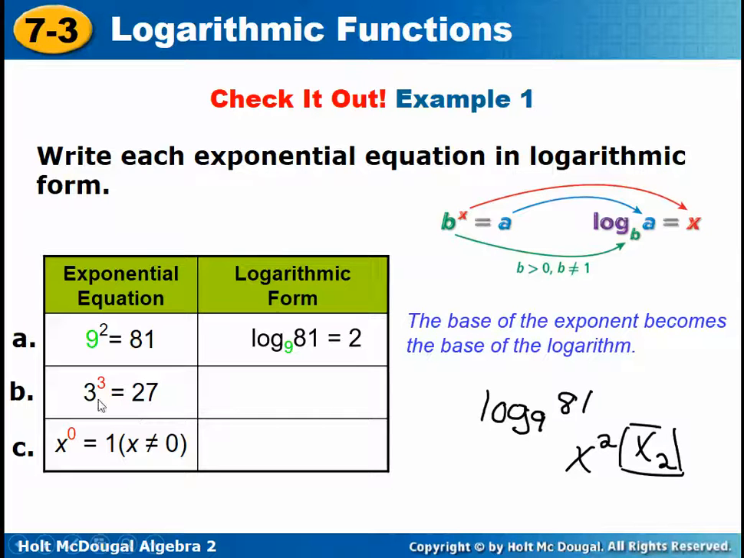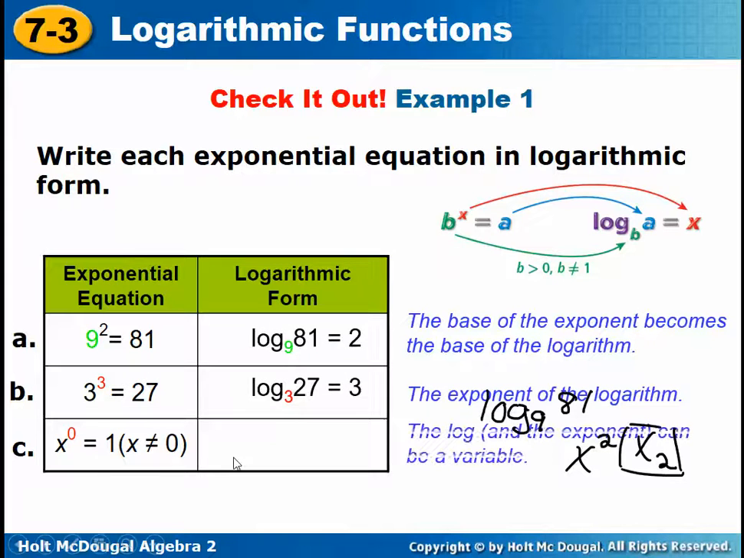All right, the next one, 3 to the third is equal to 27. You would write that as log base 3 of 27 is equal to 3. And now the last one, we know that anything to the 0 power equals 1. So in exponential form, this should make sense to you. It doesn't matter what x is because anything to the 0 power equals 1. As a log, if you have the log of 1, it will always be equal to 0 no matter what the base is. No matter what x is, if it's the log base anything of 1, it's equal to 0. So the log of 1 equals 0 all the time.